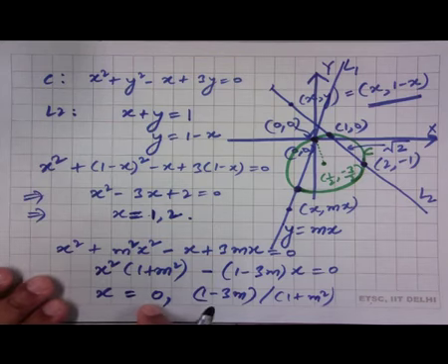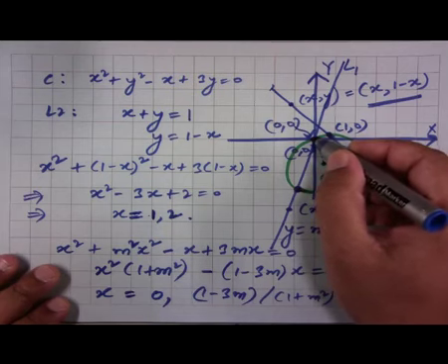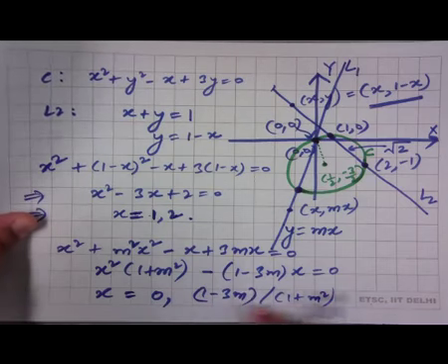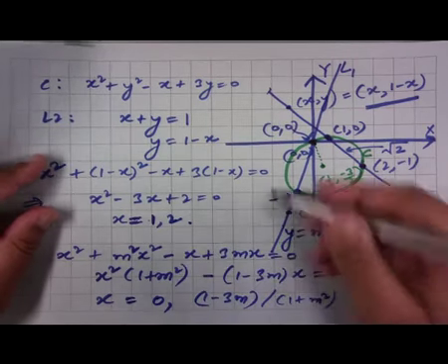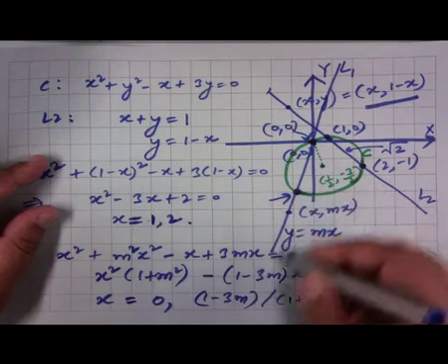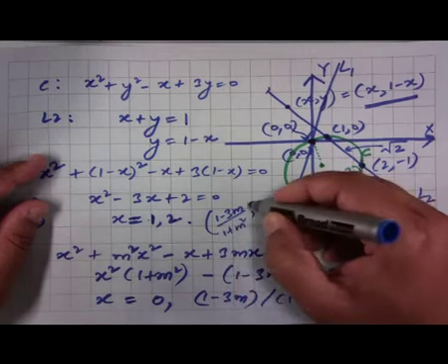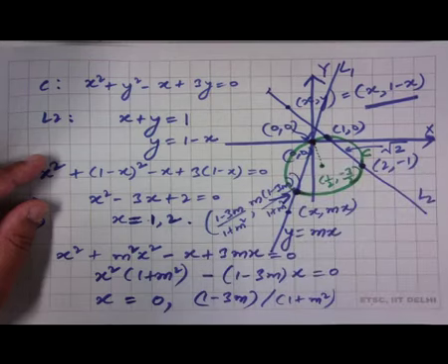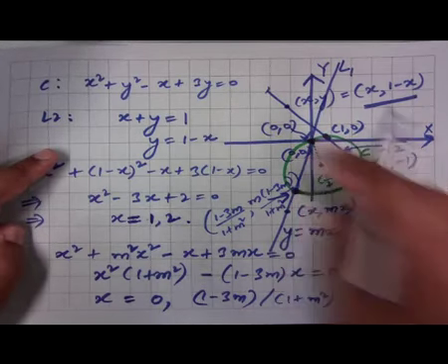So, the solution x equal to 0 corresponds to the point 0 comma 0, the point of intersection 0 comma 0, and x equal to 1 minus 3m over 1 plus m square corresponds to this other point of intersection, whose coordinates will be... so now we got the coordinates of both the points of intersection.